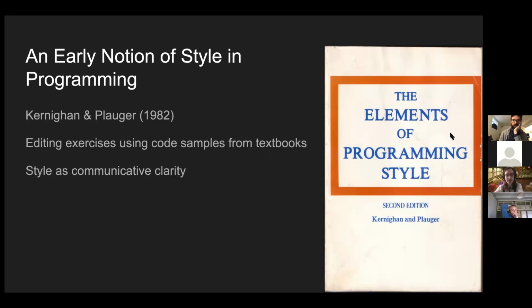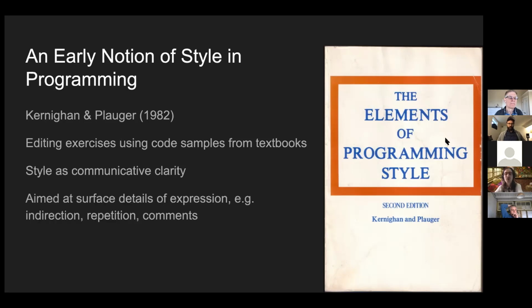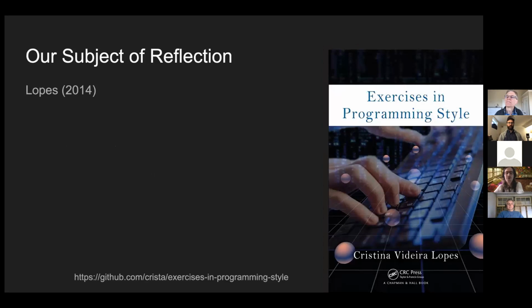And in their view, style is about communicative clarity. It's about the ways that a program is written not just for a compiler, but for human readers. So specifically how it serves programmers who need to understand the functioning of the program, to explain it, or to maintain it. And therefore, they focus on what could be called surface details of programs, such as the use of indirection, repetitions in the program, the use of comments, and so on. This is not what we focus on, however.